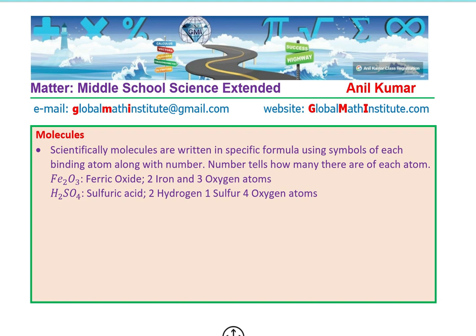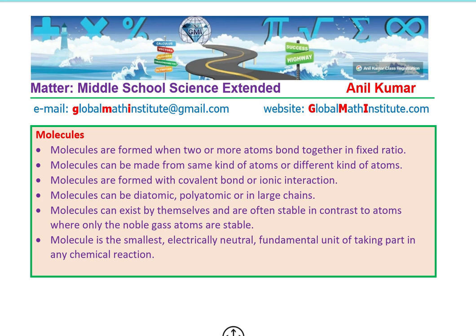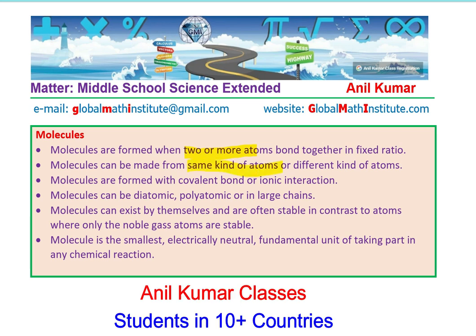Now, whatever we have learned about molecules so far, it is a good time to reconcile. Here in point form, I've given you what molecules are. Molecules are formed when two or more atoms bond together in a fixed ratio. So two or more, correct? Molecules can be made from the same kind of atoms or different kinds of atoms. Same kind, diatomic, we saw seven of them. And then we also have many examples like phosphorus P4.